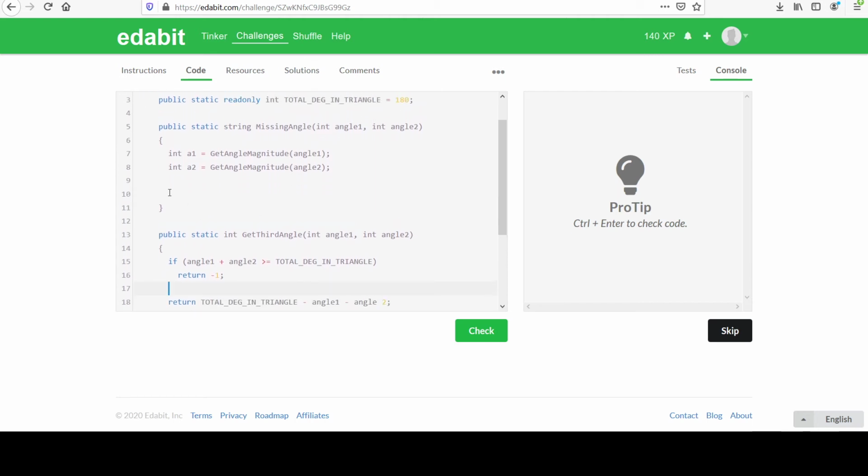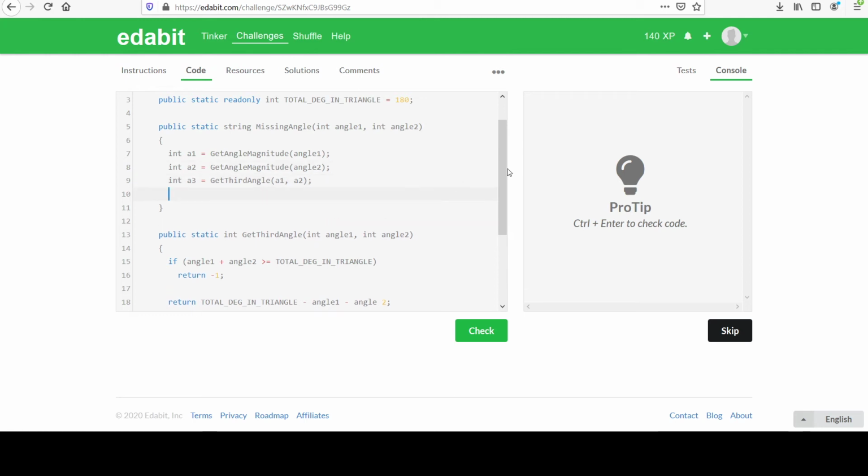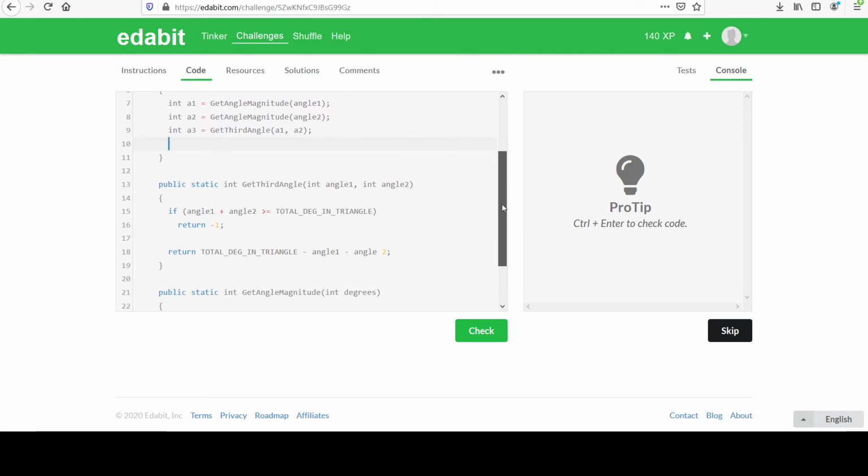So then we have int, we can call it angle 3 now, would be get third angle A1 and A2. That should give us the third. That's really not a point having a space there. Get third angle. And then finally we want a helper function that converts an angle to its string type.